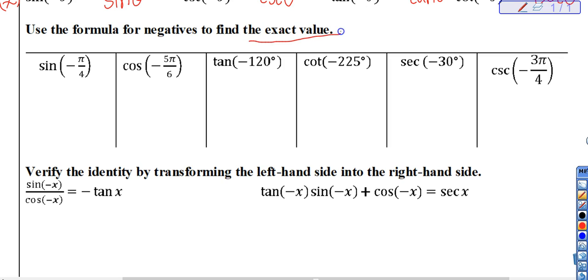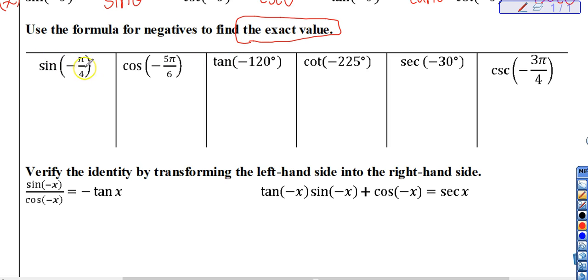here's important, you're listening to the words coming out of my mouth, the exact value, which means I'm probably wanting the square root version and not the decimal version that your calculator is going to give you. So either you're drawing a picture of your unit circle, you're looking at your unit circle, or you're using your exact trig values paper that I gave you. So we're going to use the formula for negatives, or the odd-even identities.